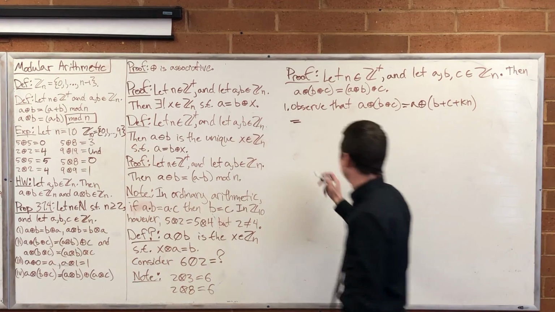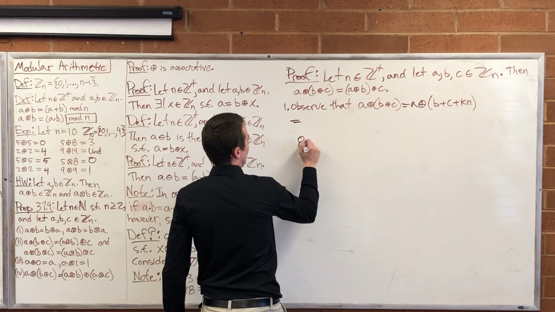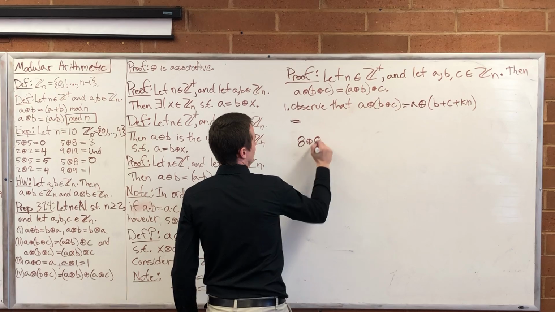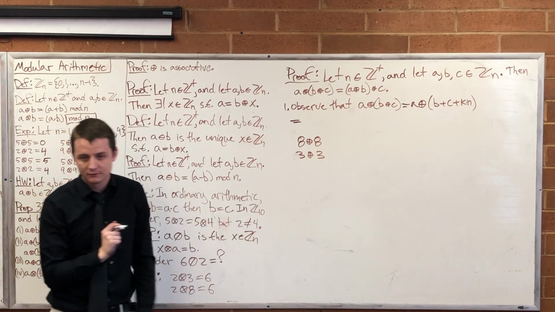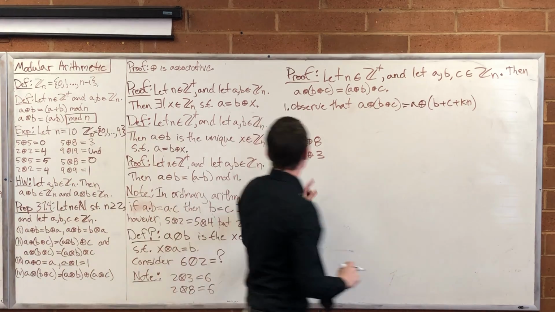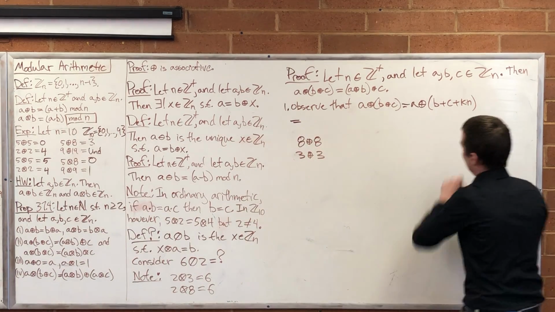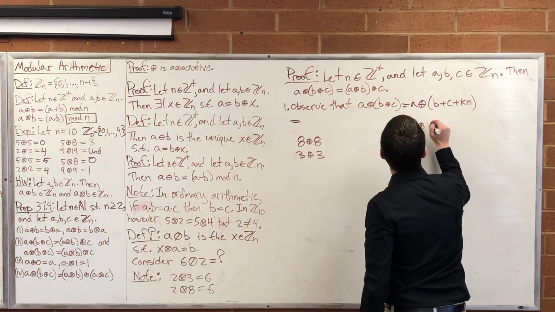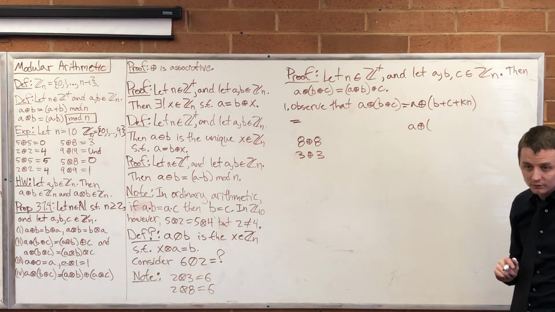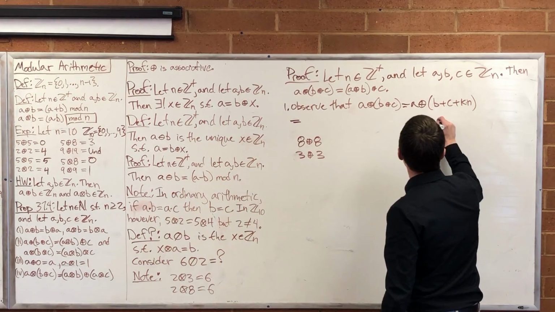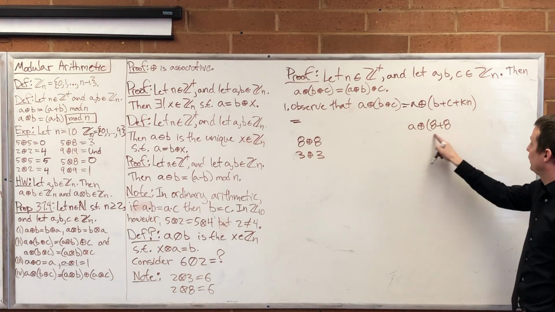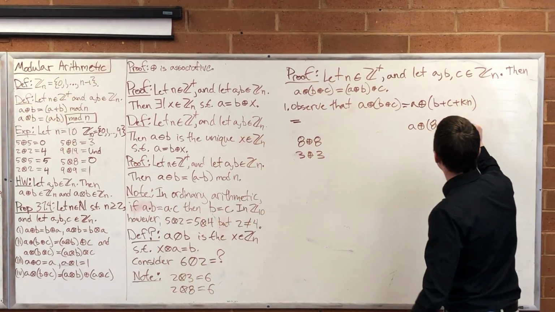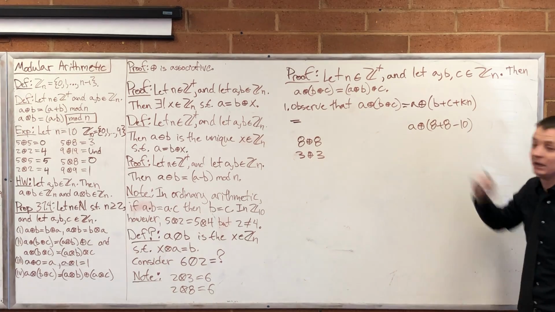Okay, let's go back to this. 8 plus 8 and 3 plus 3, right? So when I do 8 plus 8 and I plug it into here, pretend we're in mod 10 for a second, then I want a plus 8 plus 8. Uh-oh, I'm in trouble. 8 plus 8 is 16, that's not in there. I need to subtract some multiple of 10. Okay, now I can do that.